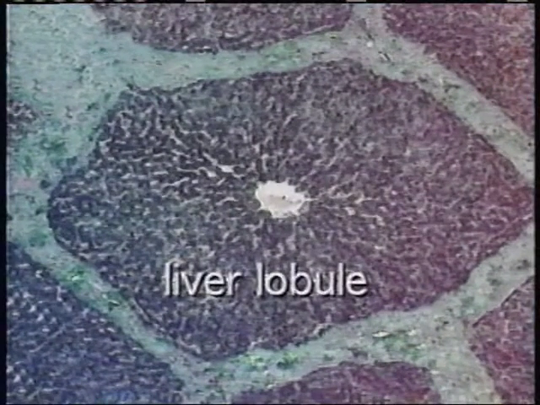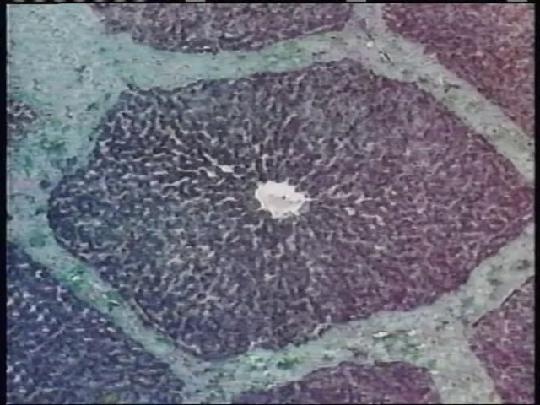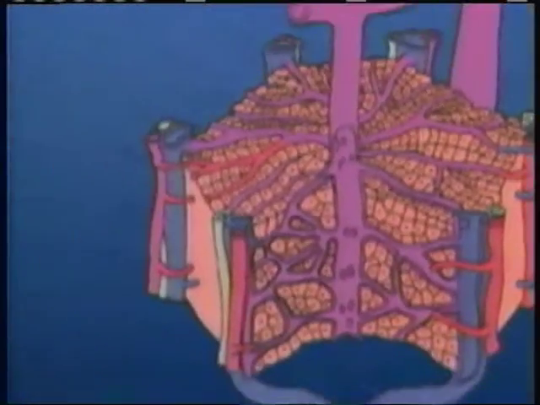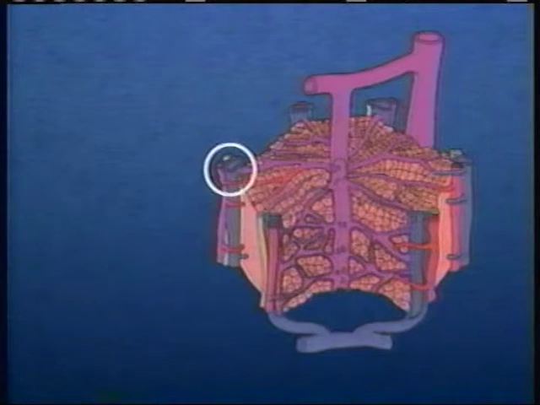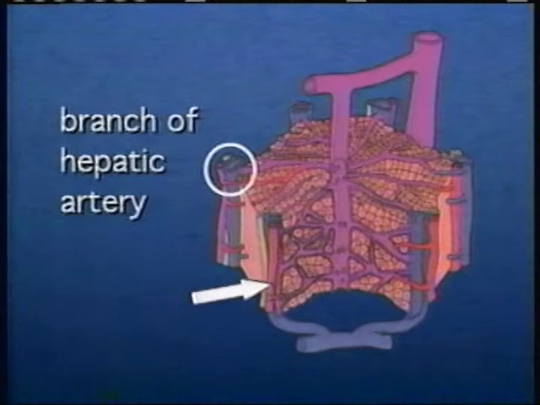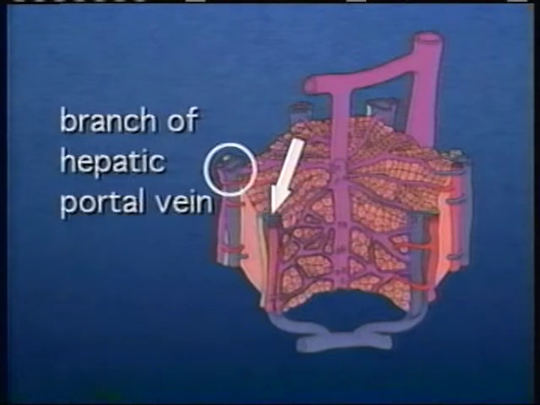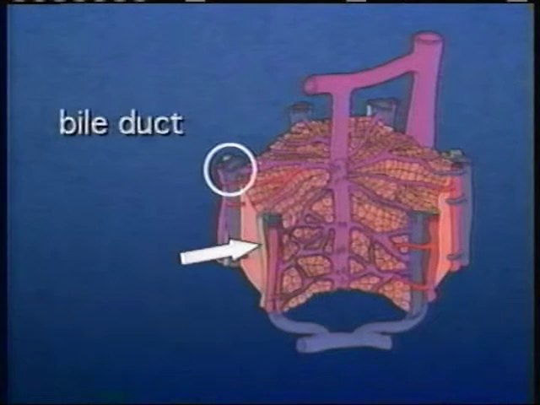A liver lobule, the functional unit of the liver, is hexagonal in shape, with each of the 6 corners of a lobule containing structures called triads. Each triad is composed of a branch of the hepatic artery which carries oxygenated arterial blood to the liver, a branch of the hepatic portal vein which carries venous blood draining from the digestive tract, and a bile duct.